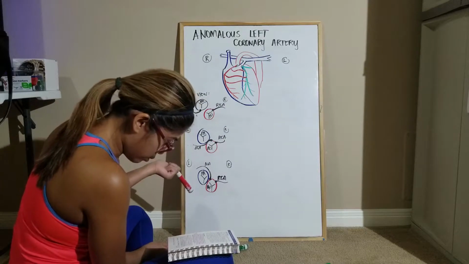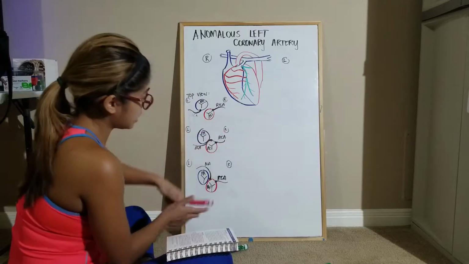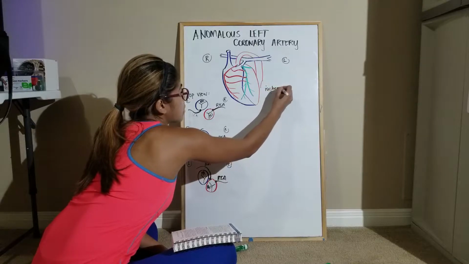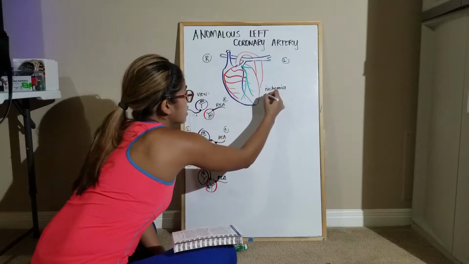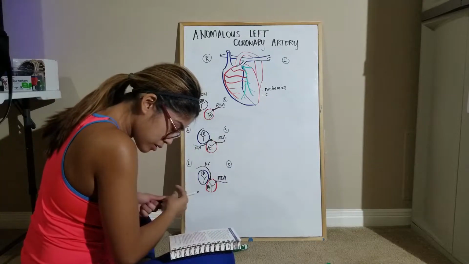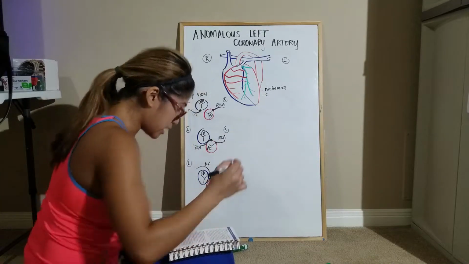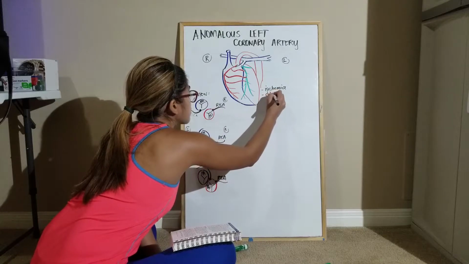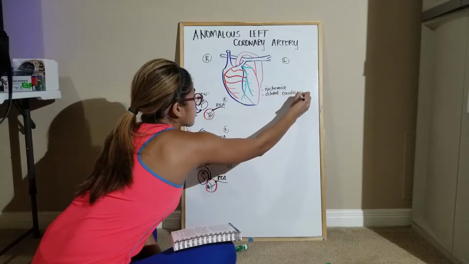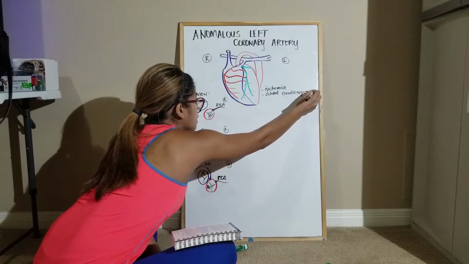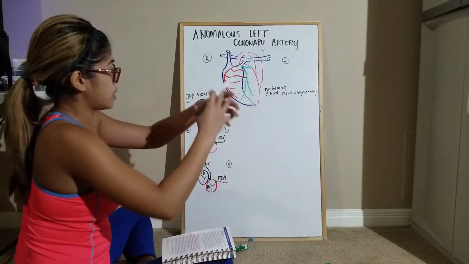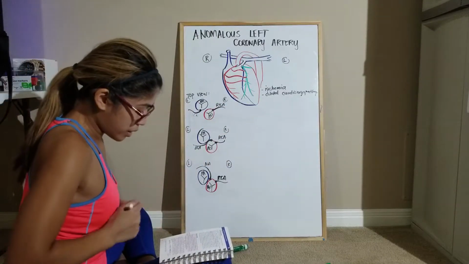This leads to ischemia, which means we don't get blood there, and left ventricular ischemia and dilated cardiomyopathy. So we can say that the ventricles are dilated. I'm not going to draw that anymore.